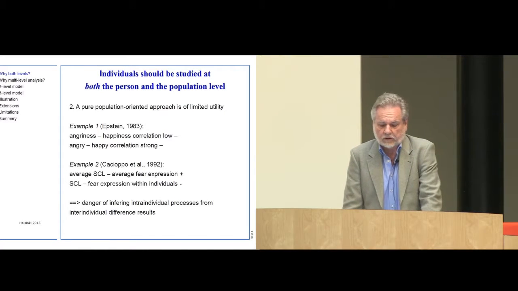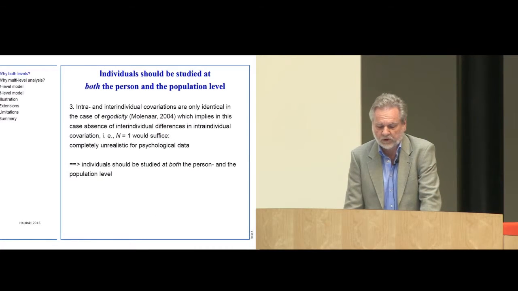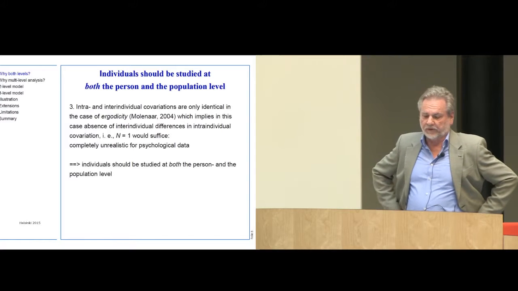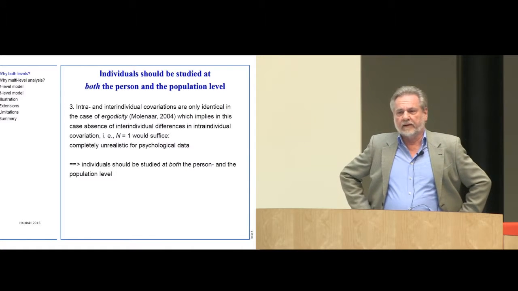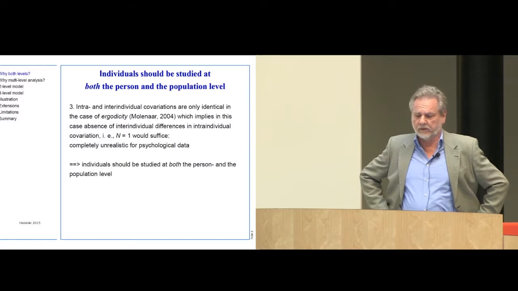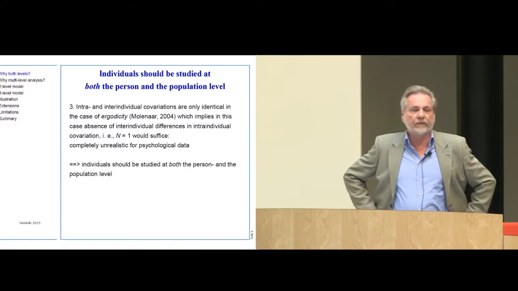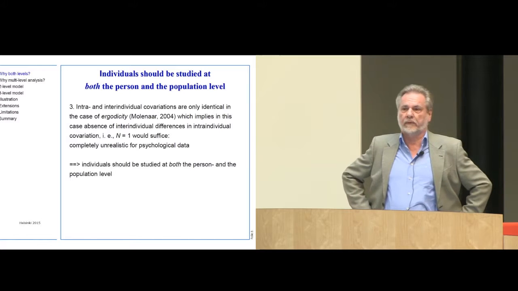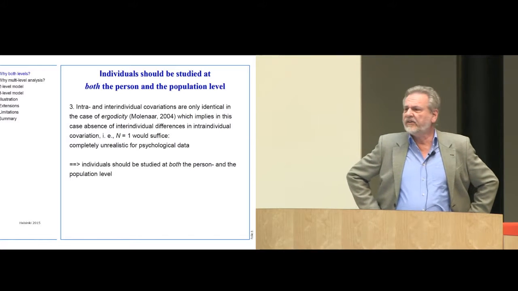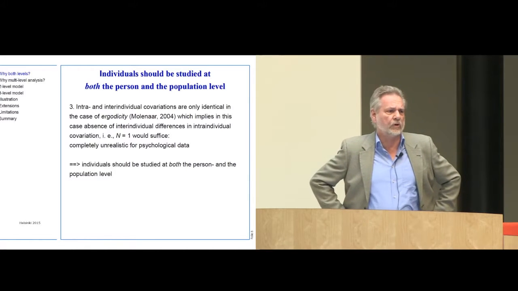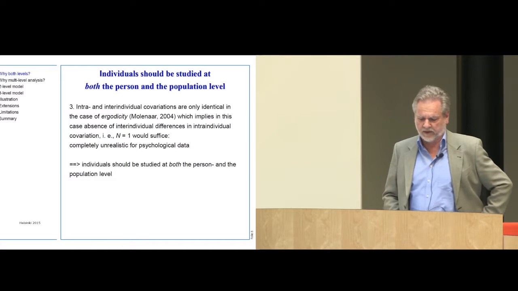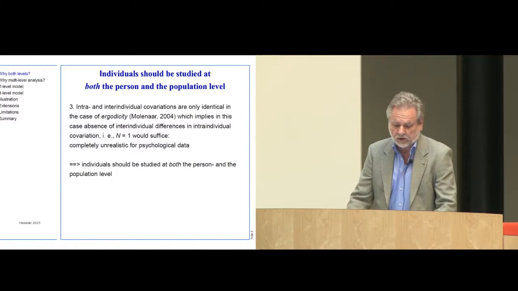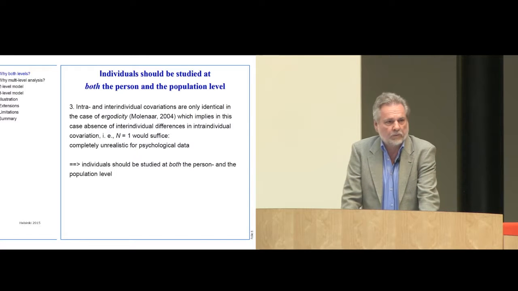Now, intra- and inter-individual covariations are only identical in the case of ergodicity, and I also cite this, which implies the absence of inter-individual differences in intra-individual covariation. Just to make clear what this means: it would be enough to study one person and you would know all. You could generalize to all people, and it's clear this will never be the case in psychology. Forget about this, it is not an interesting question. We can never generalize in that way. And this means that individuals should be studied at both the person and the population level.